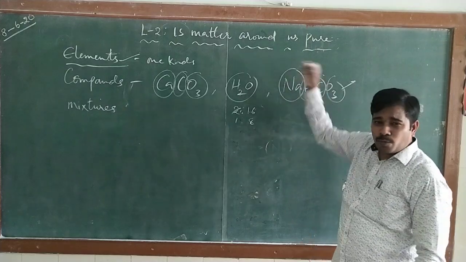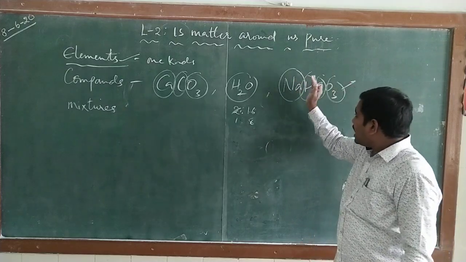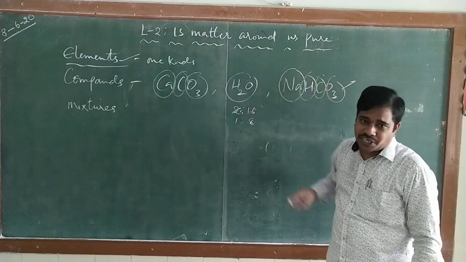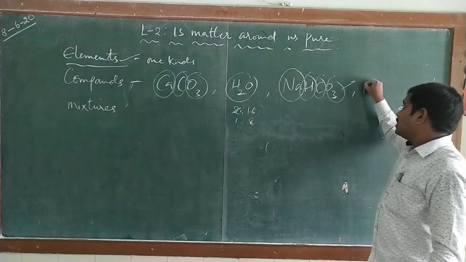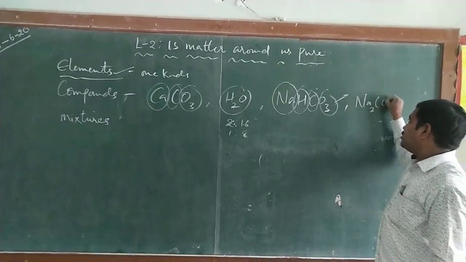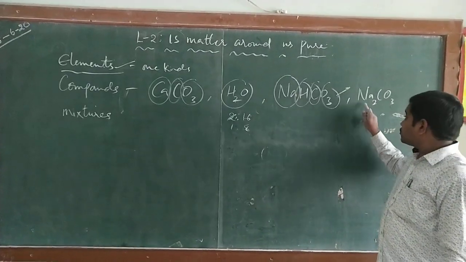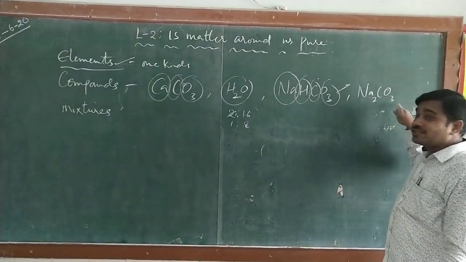It is made of so many elements. It has sodium, hydrogen, carbon and oxygen. They are combined chemically together in a fixed ratio. We have washing soda. The formula of washing soda is Na2CO3. It also consists of more than 2 elements: sodium, carbon, oxygen.